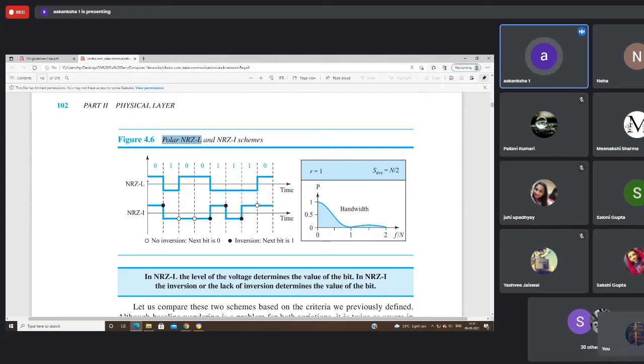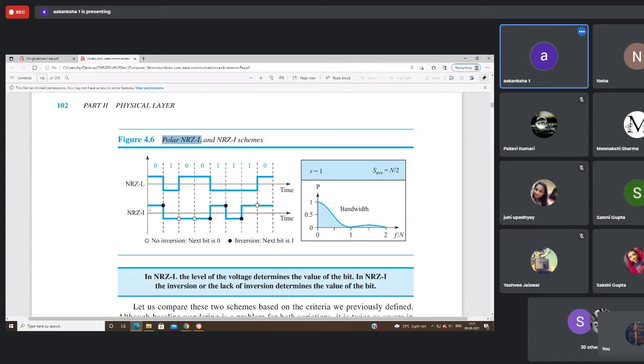So now my scheme says 0 has a positive voltage, 1 has a negative voltage. If I am transmitting two zeros, it will be two positive levels. If I am transmitting a sequence of ones, it will be all negative voltage throughout all those clock cycles, and then positive for 0. This is NRZ-L. Now we did some variation in the NRZ-I.